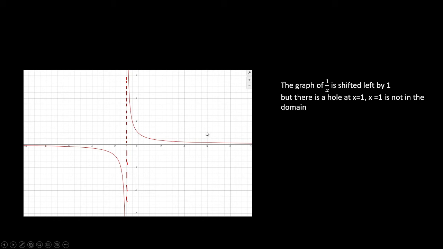So in here, the graph of 1 over x is shifted left by 1. But there's a hole over here, and this x equals 1 is not in the domain. Now, finding the vertical asymptote is really easy. When it comes to the horizontal asymptote, you have to look at 3 different cases.